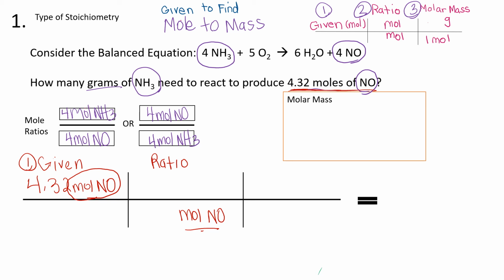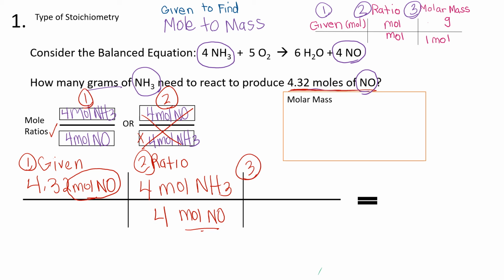That means that I'm going to pick a ratio that has that unit and substance on the bottom. So we know the first option has it and the second one does not. So we're not going to use the second one. We will definitely use the first one. So on the top of the ratio in the first option, it says 4 moles of NH3. And on the bottom, it says 4 moles of NO. Okay, so now we're done with step 2.